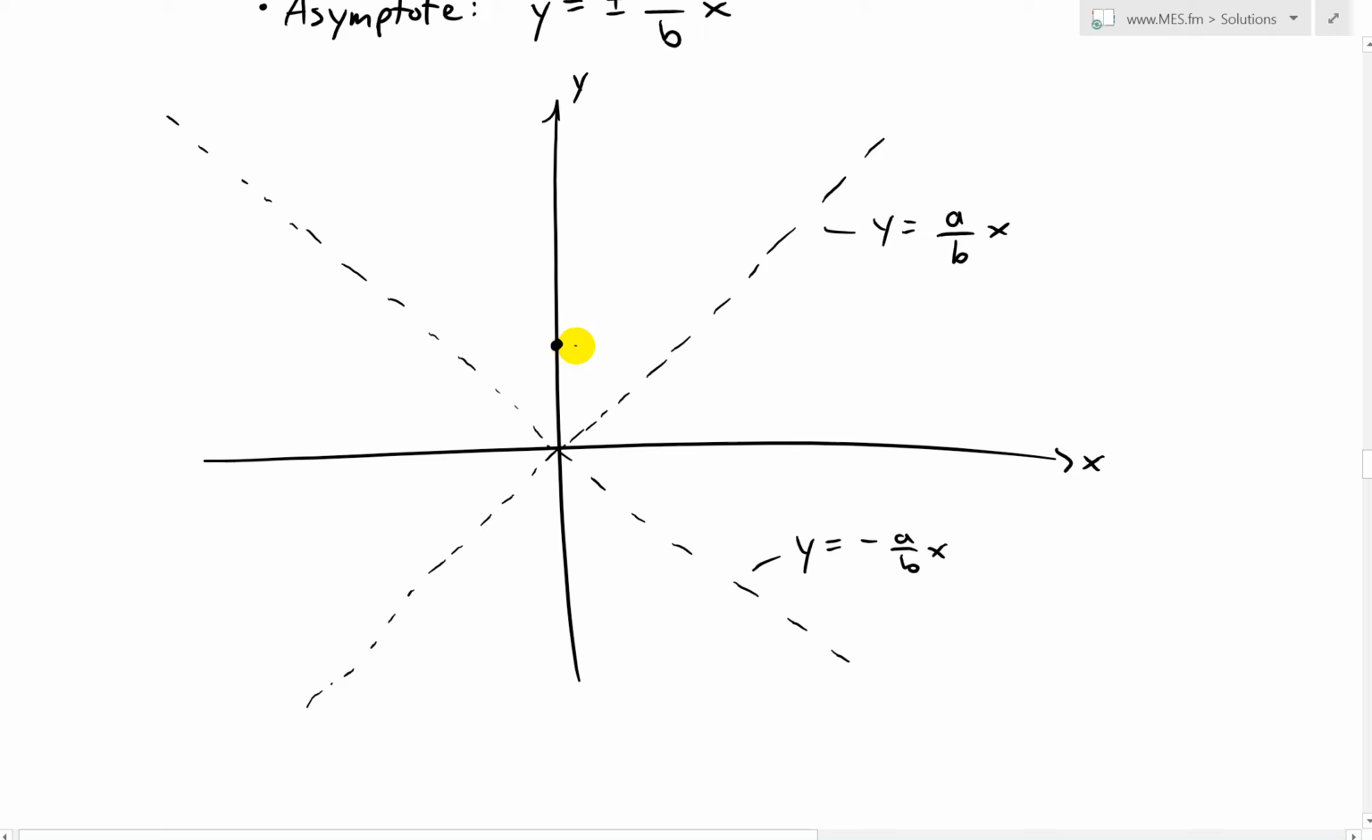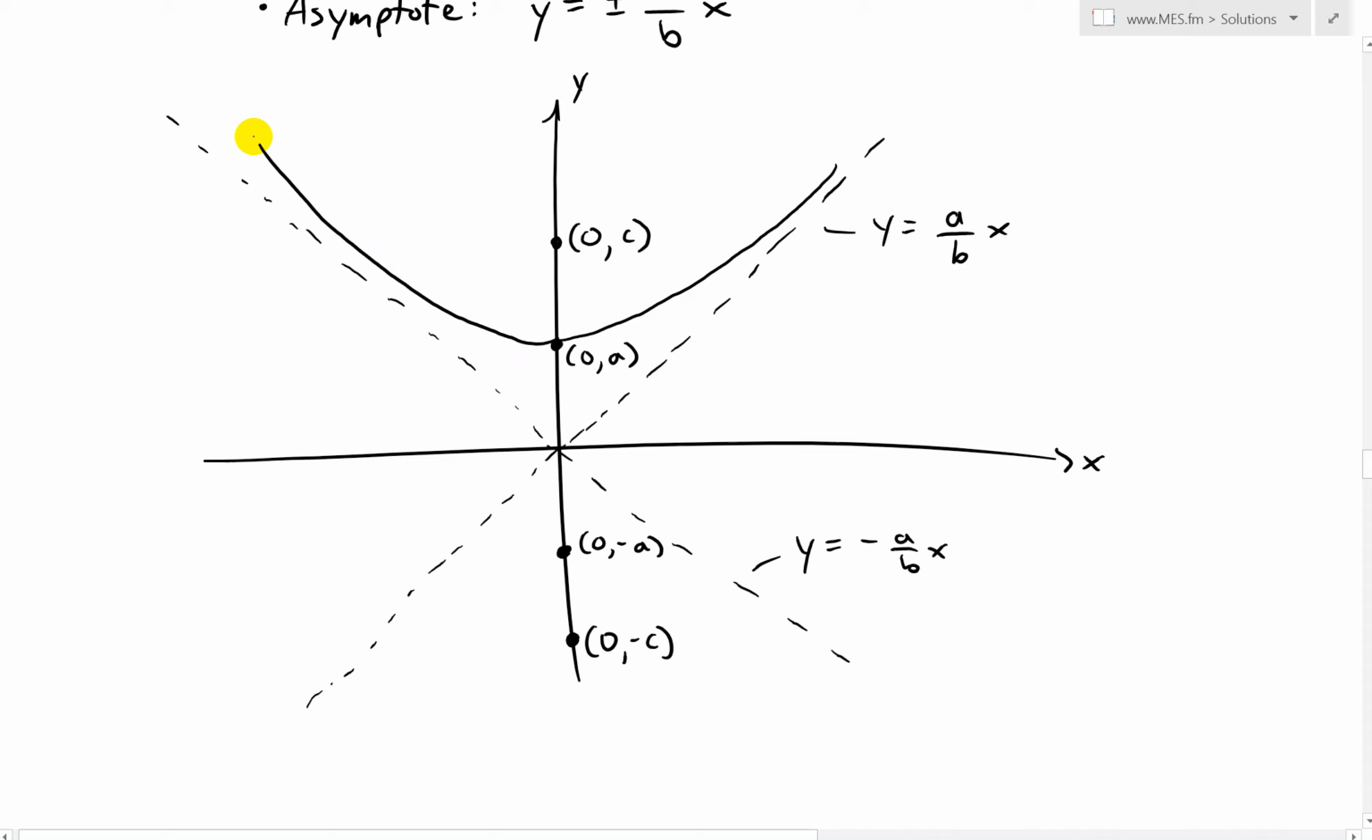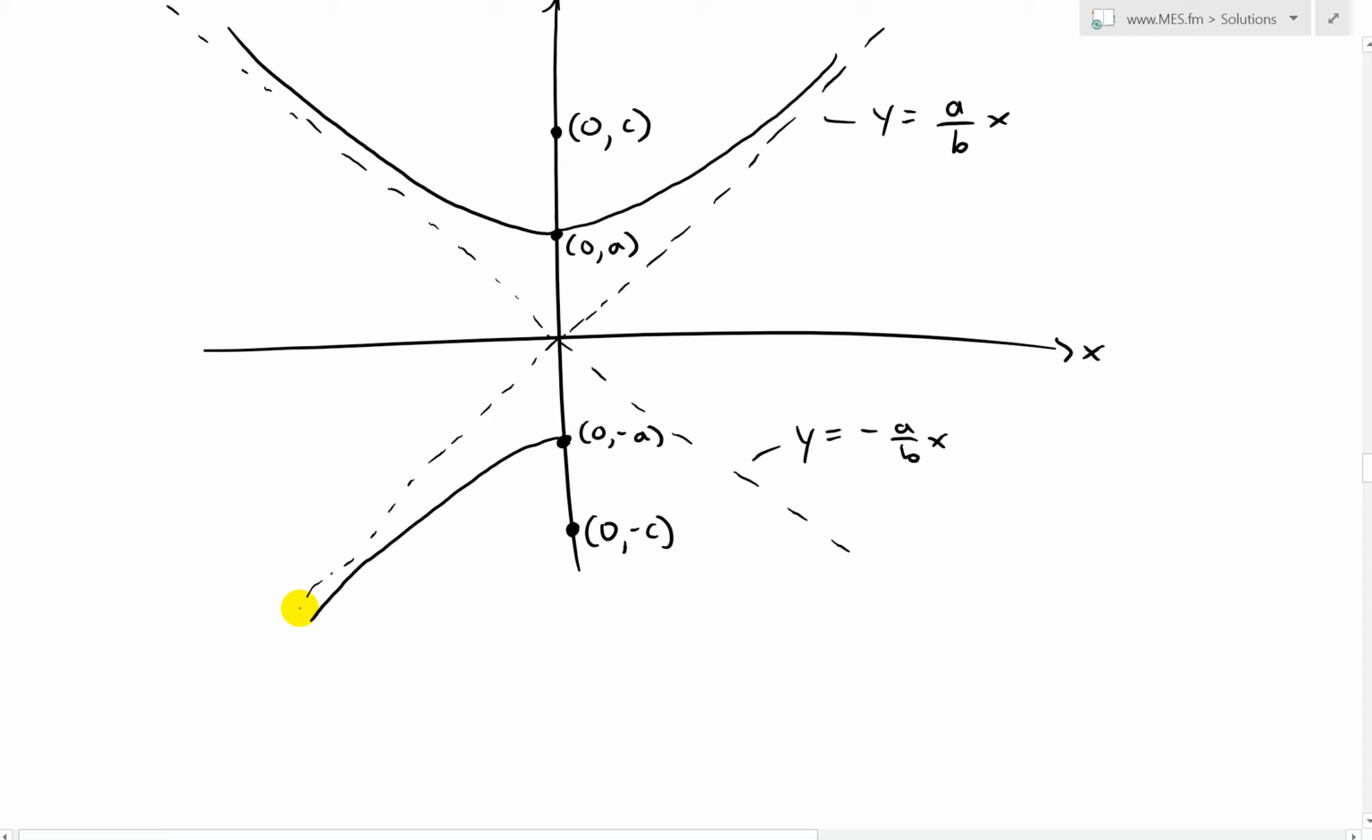And then this is 0, a, not a, 0. These are the vertices, 0, a and 0, negative a. And then the foci are somewhere around here. This is going to be 0, negative c, and somewhere up top here, 0, positive c. And then this curves around somewhere like that and approaches the asymptote lines, and so on. And this part here approaches as well. So it goes something like that and keeps going on.